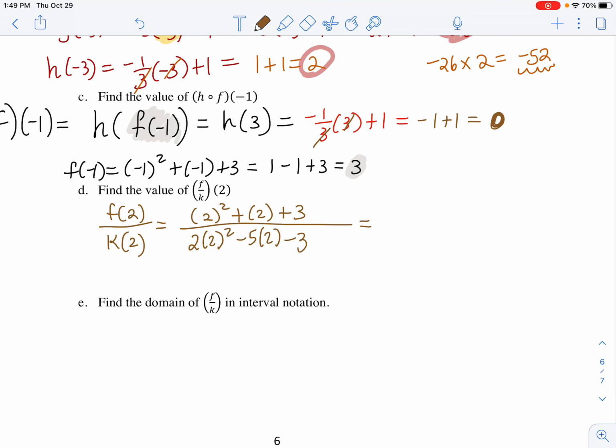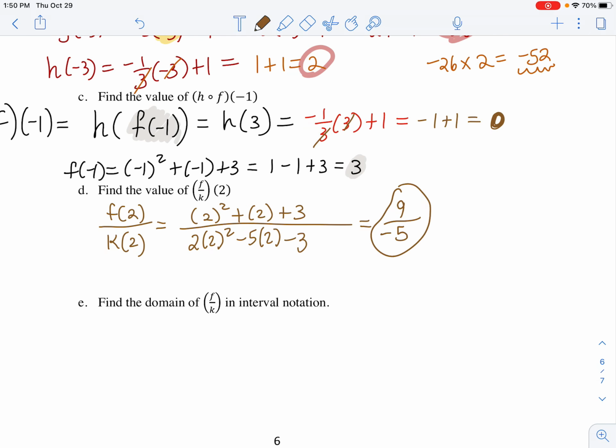Do I really need to? I don't need to, guys. You don't need to. All right, let me type this in. 2 squared plus 2 plus 3. I got 9 for the numerator. The denominator, let me type this in. Unfortunately, you're not looking at my hand, but I got a scientific calculator in my hand, and I typed it in, and I got -5.